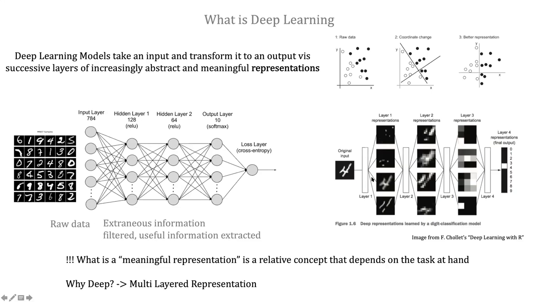These representations that you see here are not representations that somebody decided or designed by hand. These are representations that were decided by the model considering the task at hand, right? So the model did its best, and we'll see how it actually does that in order to achieve its classification task, and it decided that the most useful internal representations are the ones you see here. So you don't have to go through this process of deciding what a meaningful representation is.